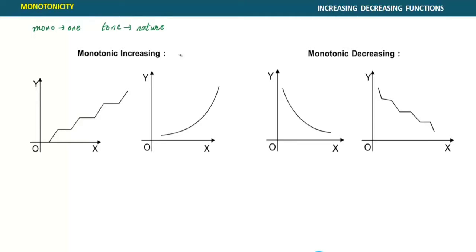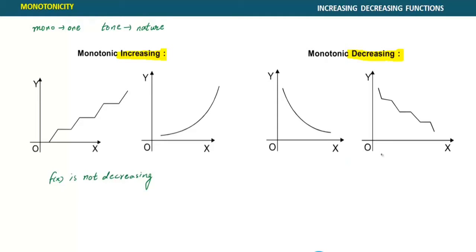If we are going to talk about functions, there are two types of natures of graph: they will be increasing or they will be decreasing, as I have already drawn on the sheet. So monotonically increasing means it should have a single nature, that means it should be increasing. In another way, f(x) is not decreasing in this case.